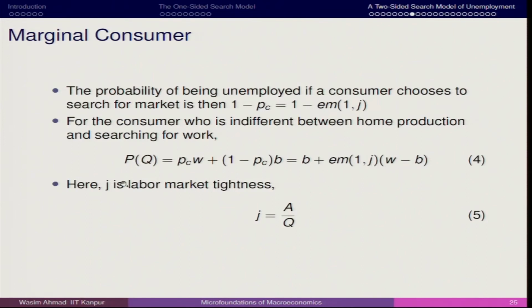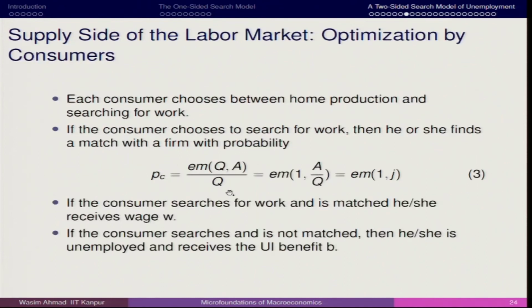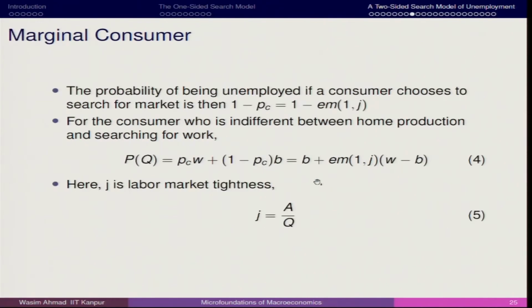And if you think about the labor market tightness, as I mentioned about A and Q, it means the overall aggregation of how much payoff the individual has. He has two scenarios. If he gets employment, he gets the W wage rate. If he does not get employment, then it is 1 minus P c B, which is equivalent to B plus E m 1 j W minus B. So, W minus B will play a very important role.